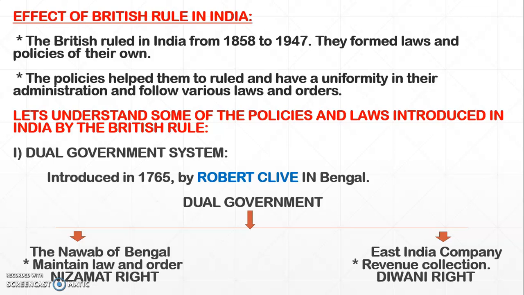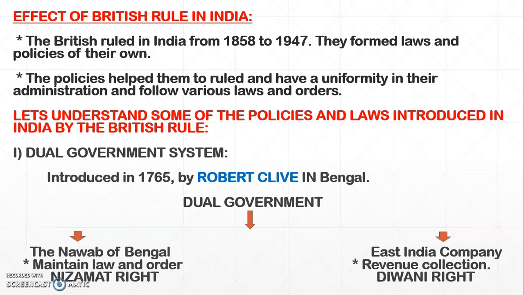Why was it formed? So that they would rule the country India with uniformity, that is in each and every state of India there would be uniformity in the administration, and to rule the government smoothly various laws and orders were being passed. Among these laws and orders, one of the policies introduced by the British rule was the dual government system.